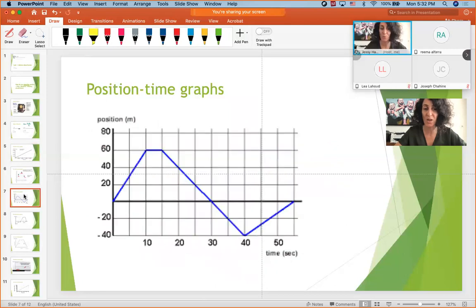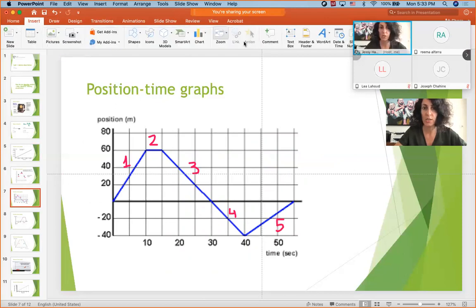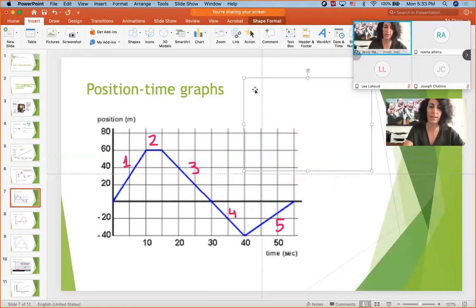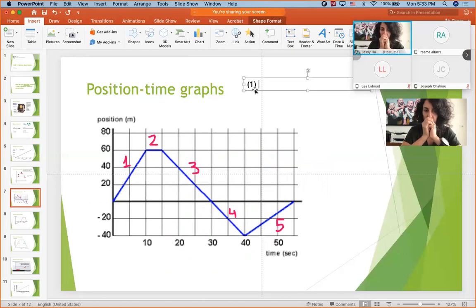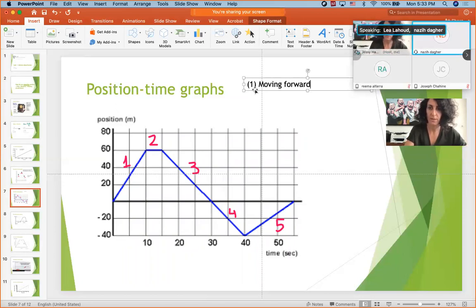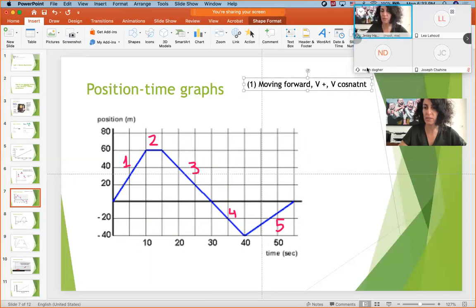Can we try this one? I'm still doing position time graph, and I want to label 1, 2, and 3, and 4. Maybe not split 3 and 4, but split it anyway, why not? And insert a text box to be able to explain. Who can help me for item 1? It's moving forward and the velocity is positive. V positive, V constant. Okay, so moving forward at a constant speed.